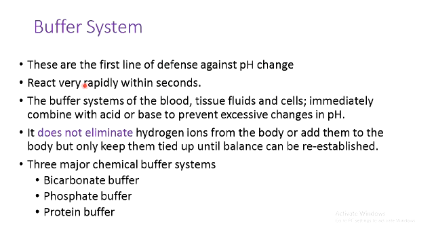So the buffer systems are the first line of defense and they are very rapidly acting, within seconds. Buffer systems of blood, tissue fluids and cells immediately combine with acid and base to prevent excessive changes in pH. They do not eliminate hydrogen ions from the body or add them to the body, but only keep them tied up until the balance can be re-established with the help of kidneys. There are three major chemical buffer systems: bicarbonate, phosphate and protein.